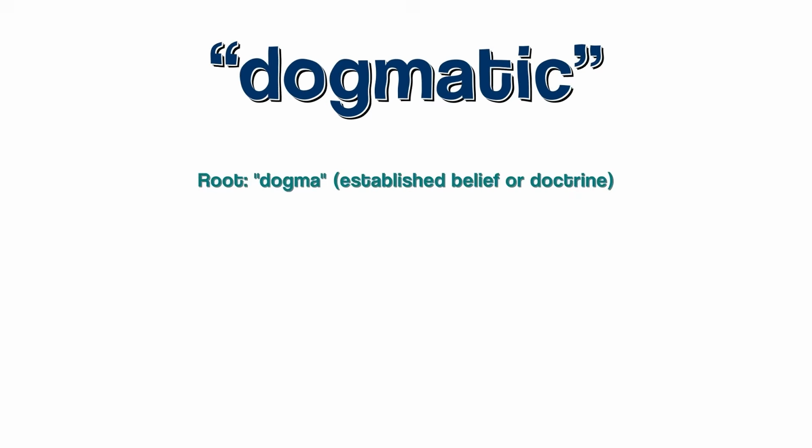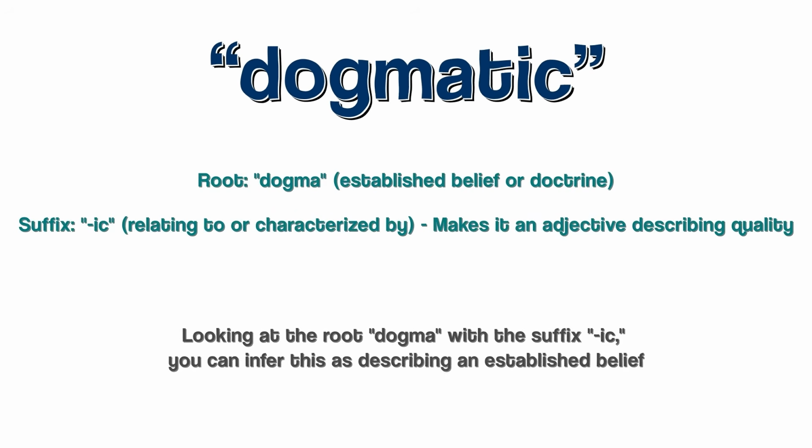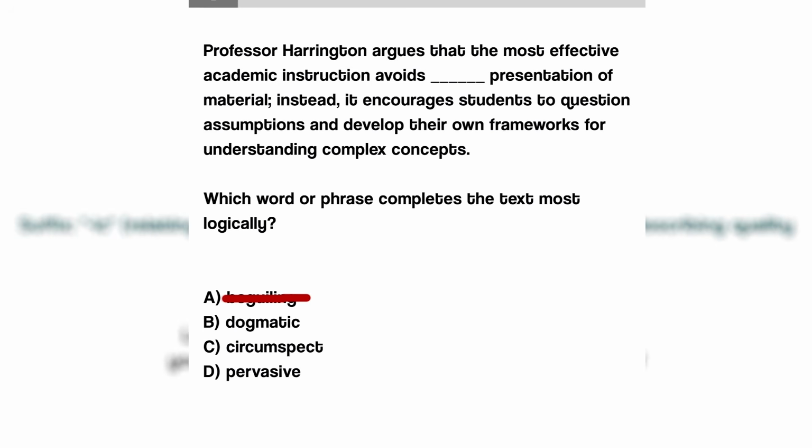Moving on to B, dogmatic. It has the root word dogma, which means established belief or doctrine, and the suffix ic, which means related to or characterized by. So this just makes the word an adjective describing quality. So looking at the root dogma with the suffix ic, you can infer this as describing an established belief, which is actually what we're looking for, as this would contradict individual thinking, so maybe this is correct.